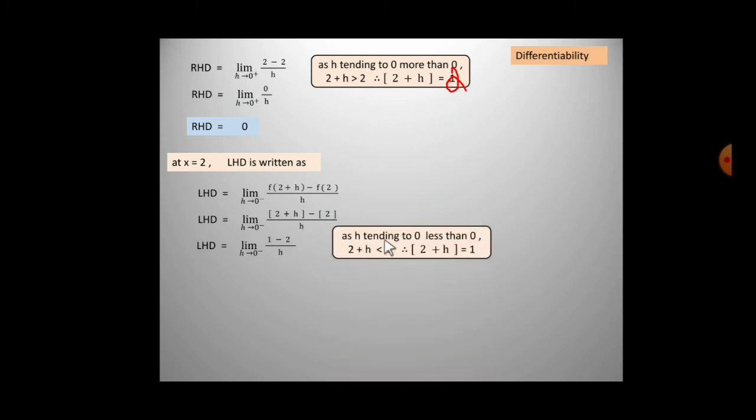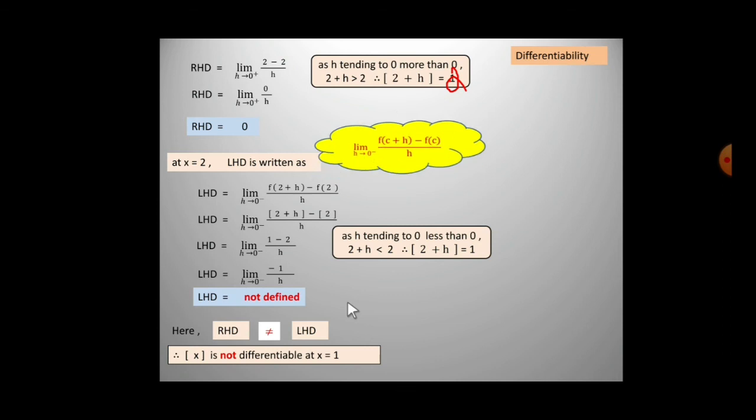So here, as h tends to 0 from less than 0, the 2 plus h number becomes less than 2. Less than 2 means it is very near to 2, like 1.9, 1.99, like that. Whatever this 1 point something is, the greatest integer of that is always equal to 1. So therefore it is a 1 substitution. So next, the numerator will become minus 1 upon h. As I wrote in the previous case, this is not defined. So here also our right hand derivative and left hand derivative are not equal. So therefore we say that the function is not differentiable.